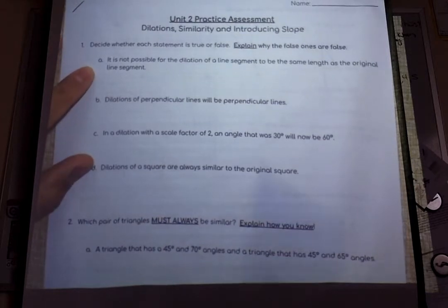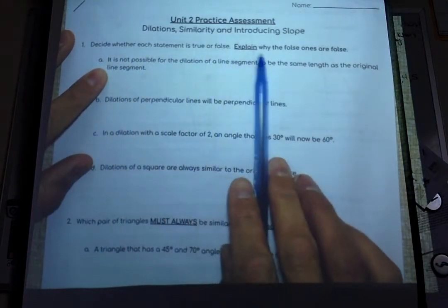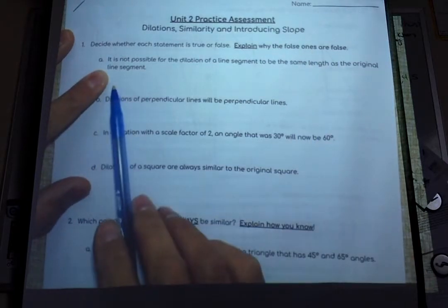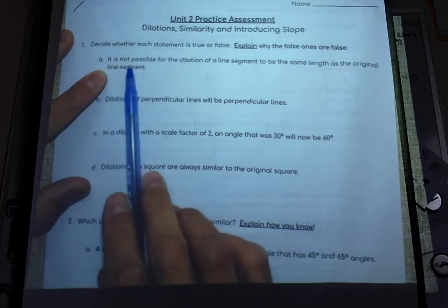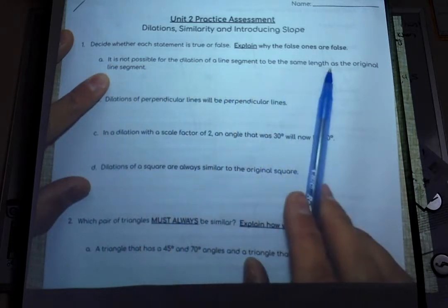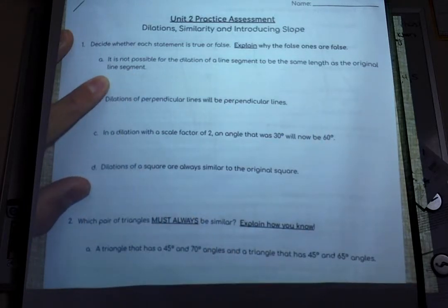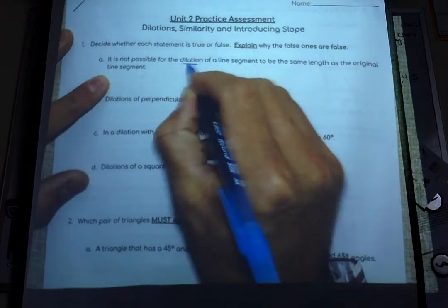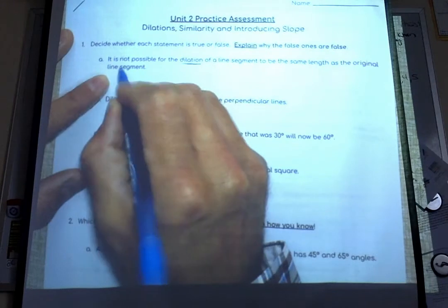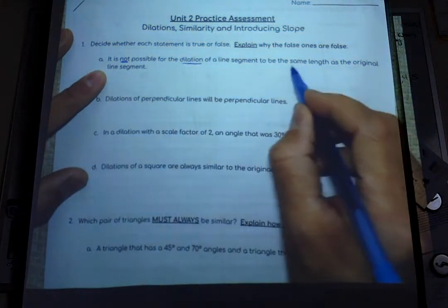So number 1, it says, decide whether each statement is true or false, and explain why the false ones are false. So in letter A, it says, it is not possible for the dilation of a line segment to be the same length as the original line segment. So let's think about that when we're talking about scale factor on dilation. So I'm just going to underline some key words. So dilation, we're talking about not possible at all, and we're talking about being the same length.